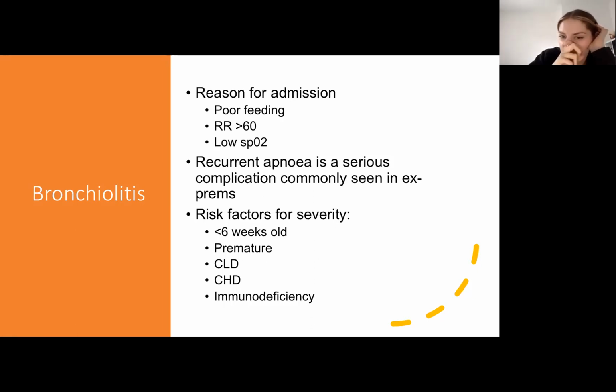And these are the risk factors for severity. So if they're less than 6 weeks, if they're premature, if they've got chronic lung disease or congenital lung disease or congenital heart disease, or if they've got any immunodeficiency disorders, you'd want to be mindful of sending them kids home in case of deterioration, or if you are going to send them home, with very effective safety netting of when to come back, because you don't want to be discharging a child for them to just get really poorly while they're at home and they've got no one to help them.